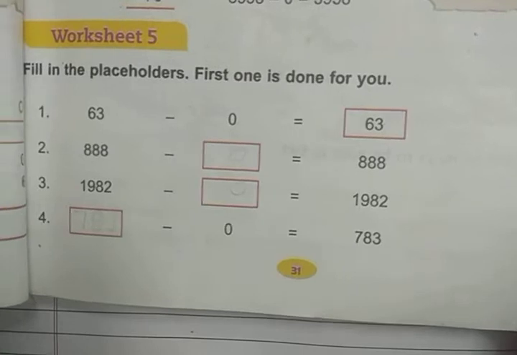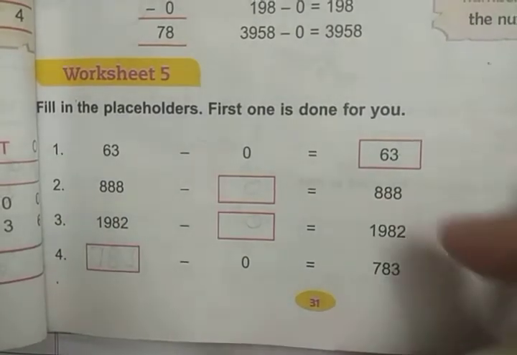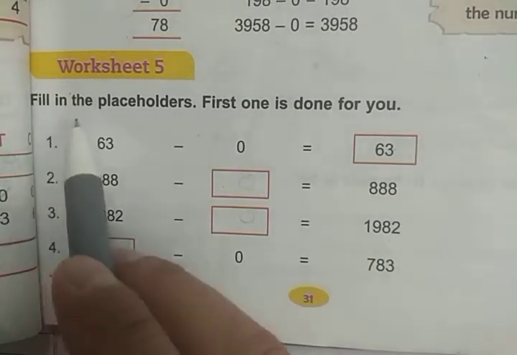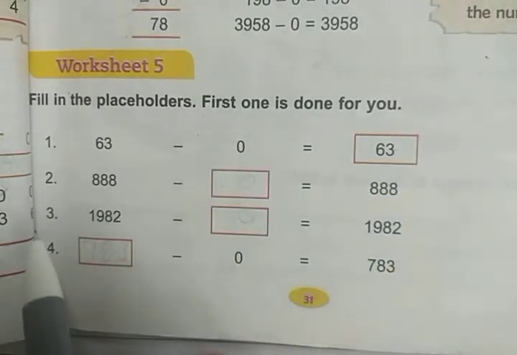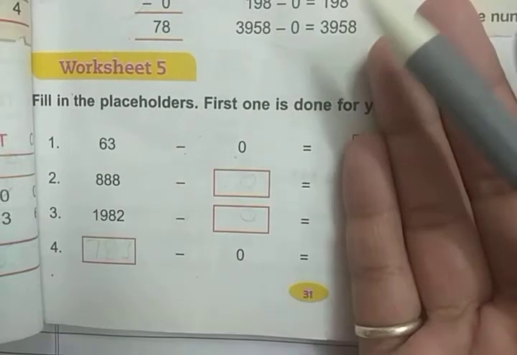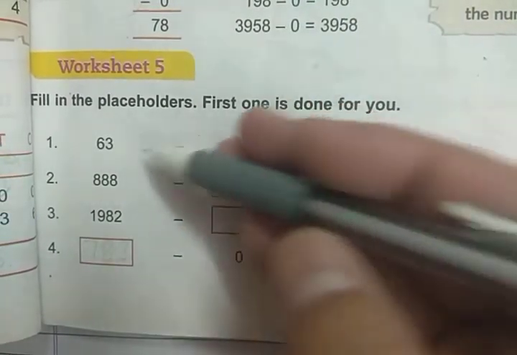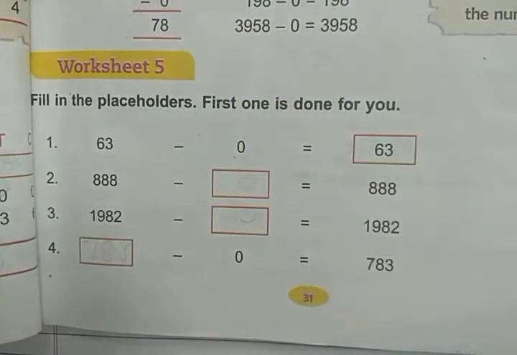Here is worksheet number 5. Let us try to solve some questions. Fill in the placeholders. First one is done for you. 863 minus 0. Whenever we subtract 0 from any number, we get the number itself. So what will be the answer? It will be 863.